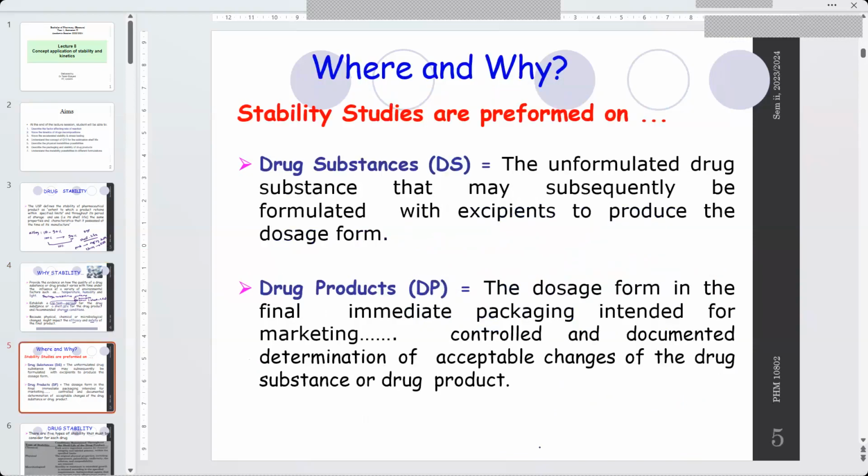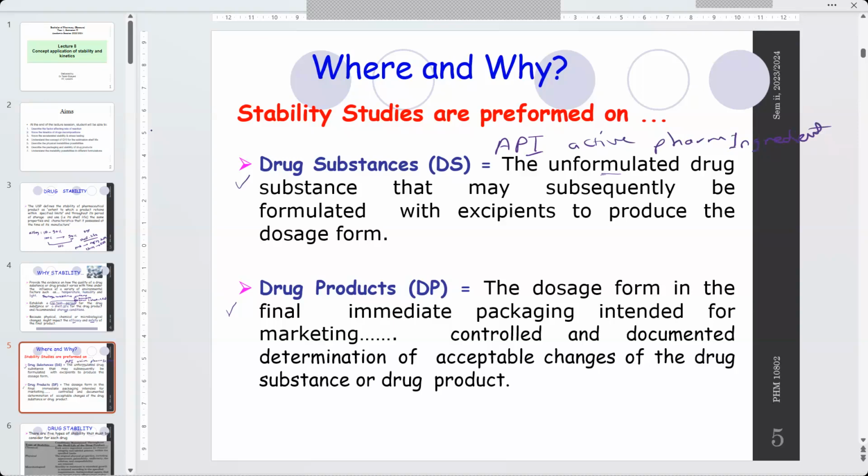So stability studies, as I explained in the previous slide, can be done for drug substances and also for drug products. What is a drug substance? As I told you, this is the unformulated drug substance. The most common term used now is API, active pharmaceutical ingredient. Okay. This is the raw material, the drug substance in its raw form.